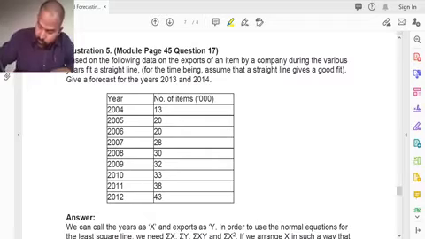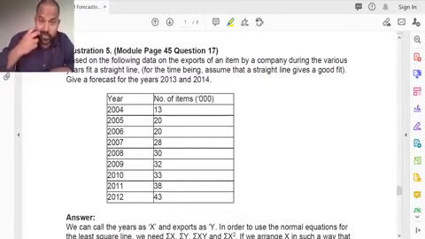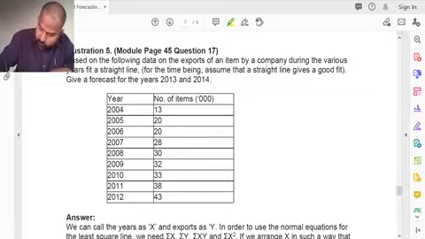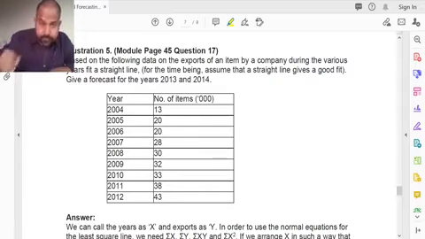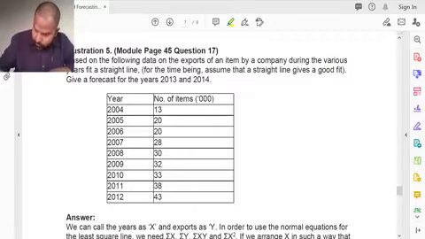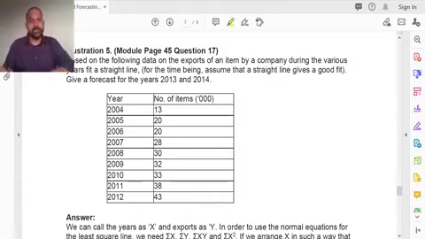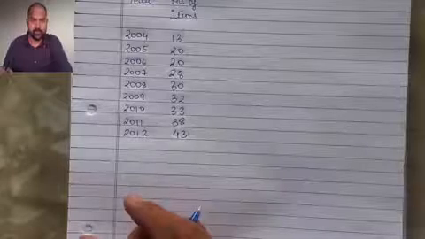Number of items. So I'm just going to write number of items so that I don't take up too much place. 13, 20, 20, 28, 30, 32, 33, 38, 43. Done. So let me get rid of the PDF now that the question is written down.